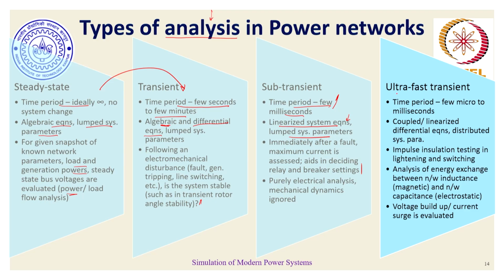The last part, which is often not very well explained or discussed, is the ultra-fast transient, where the time is furthermore smaller and our analysis has to be so fast, so quick, that we can no more use the lumped representation. We have to go to the actual network representation, which is distributed.